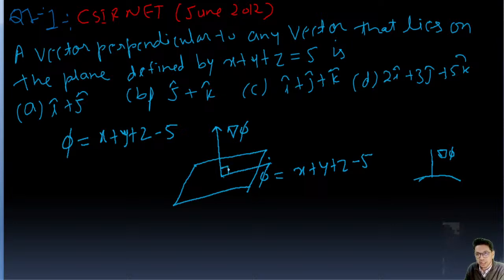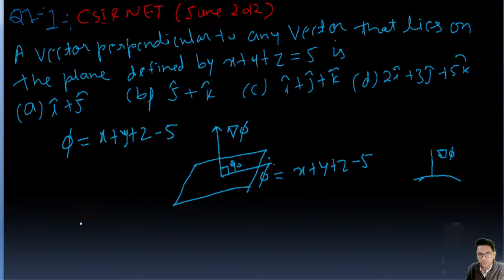Okay, this angle is 90. So a perpendicular vector on any surface, so this is on the surface, right, that is called the gradient of phi. It is a perpendicular vector on the level surface or any plane. This vector is on the plane, right? So if this vector is perpendicular to this vector, that means this vector is also perpendicular to this plane. The level surface is given here, which means the equation of the plane is given.